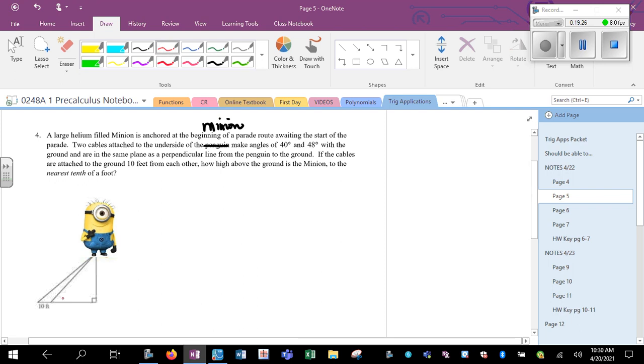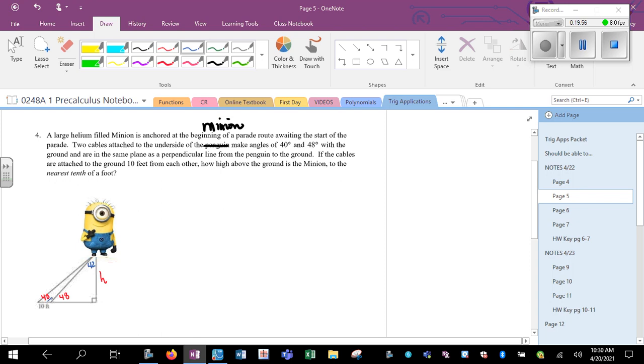So first thing, we have 48 degrees. We travel 10 feet, and now we have 40 degrees. If the cables are attached by a 10-foot wire on the ground, how high above the ground is the minion? So we want his height. So here we have a little bit more work. First thing, inside the right triangle, we'll make this top angle 42, because that's 90 minus 48.